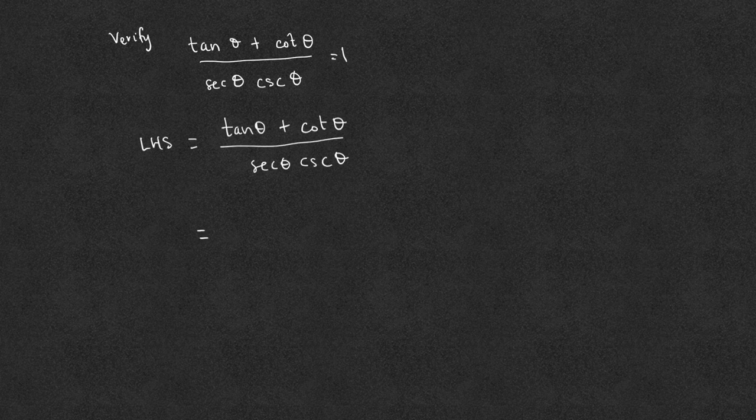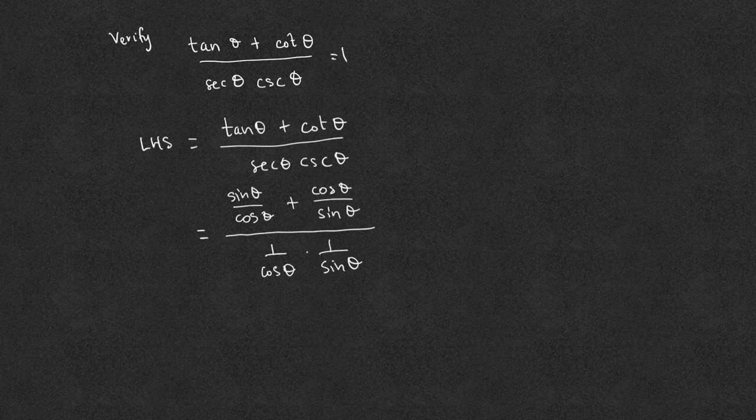It is recommended that we rewrite every trigonometric expression in terms of sine or cosine. Tangent of theta is sine of theta over cosine of theta. Cotangent of theta is cosine of theta over sine of theta. Secant of theta is 1 over cosine of theta, and cosecant of theta is 1 over sine of theta. This is a complex fraction, so we will need to simplify this.